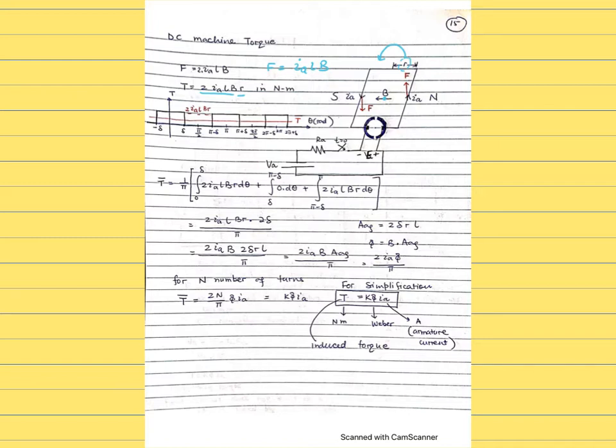Okay, so with the left hand, you have the first finger as the direction of the field, and the second finger is the direction of the current, and the thumb gives you the direction of the force. So you can see how that's the first finger, how this is the second finger, and how the thumb is pointing out of the page.